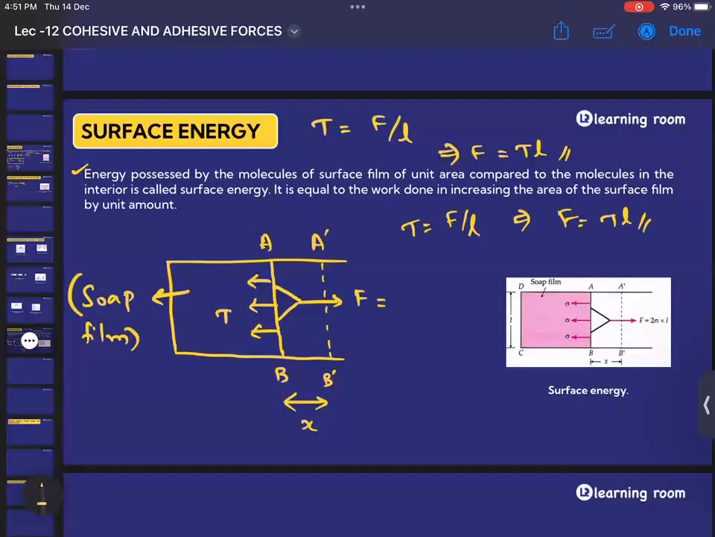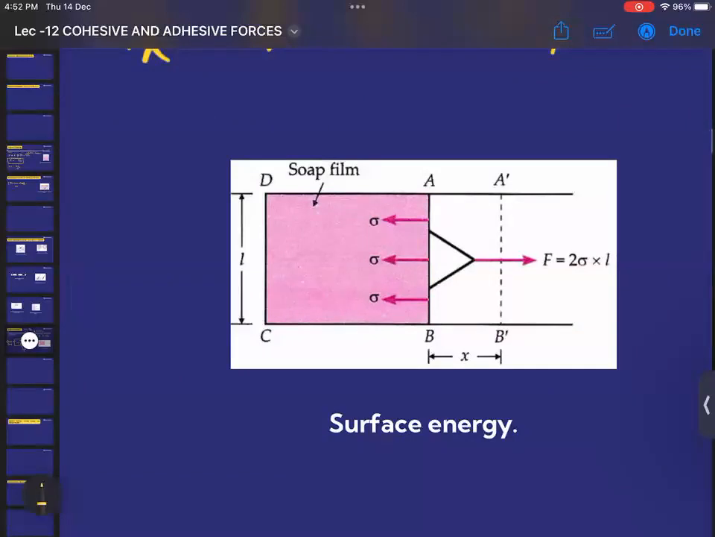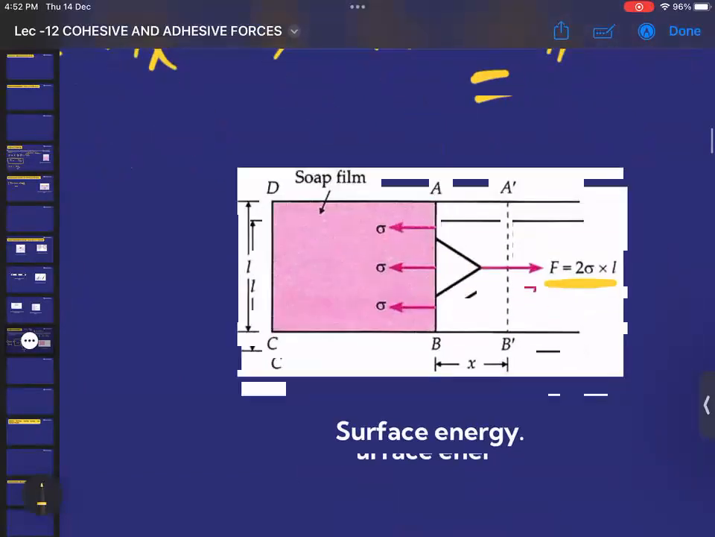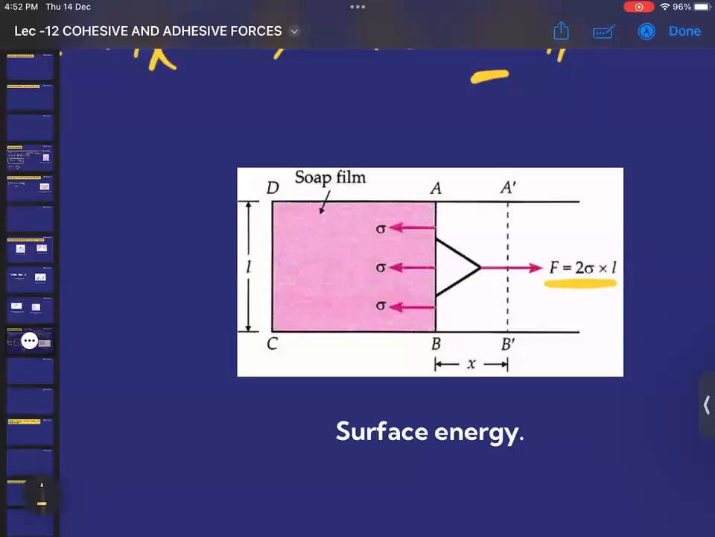T into L, right? But if you observe, instead of T, they wrote sigma here. Don't get confused. Instead of T, they wrote sigma. But I wrote it as T into L, and they wrote it as 2T into L. This is the point I was trying to stress. Listen to this carefully. Why did the 2 come? You need to answer this question to understand two other important concepts we'll be discussing today: excess pressure inside a liquid drop and a soap bubble.